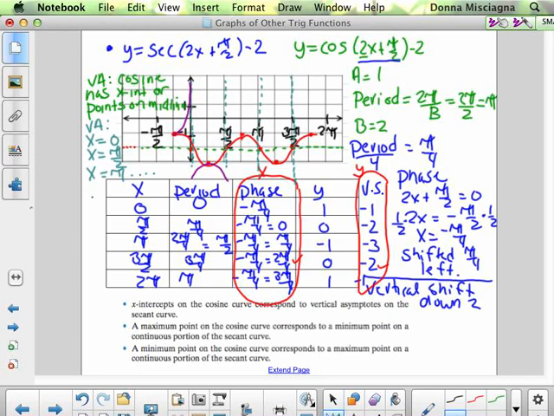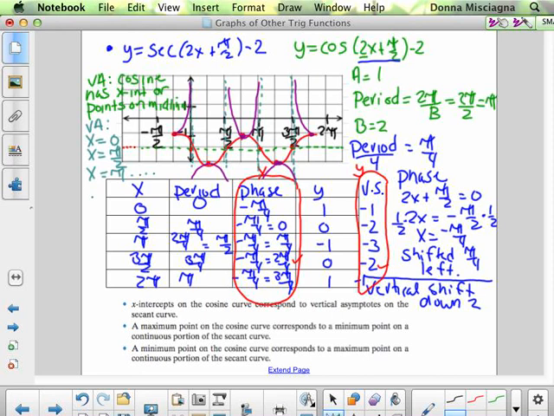All right, so here, that maximum value is a minimum value for the secant graph. This minimum value is a maximum value for the secant graph, and likewise, that point there is a minimum value, right? And it just is going to keep repeating that pattern. Let's go ahead and do domain and range, and then we have finished.